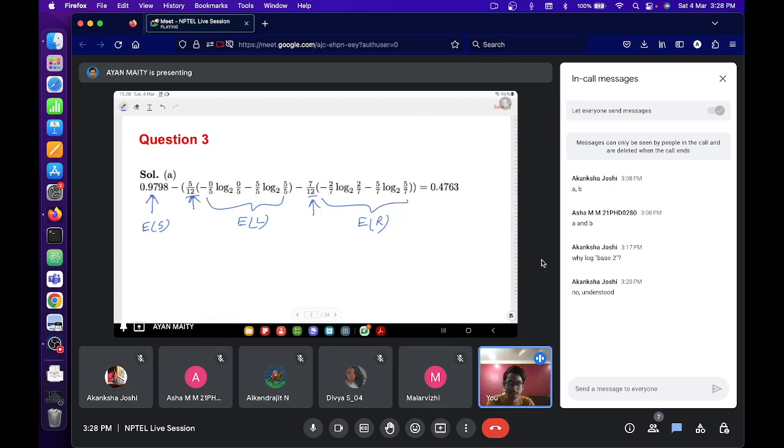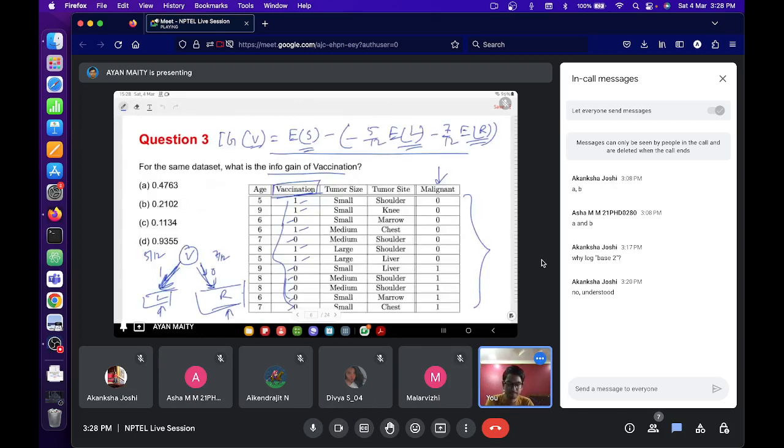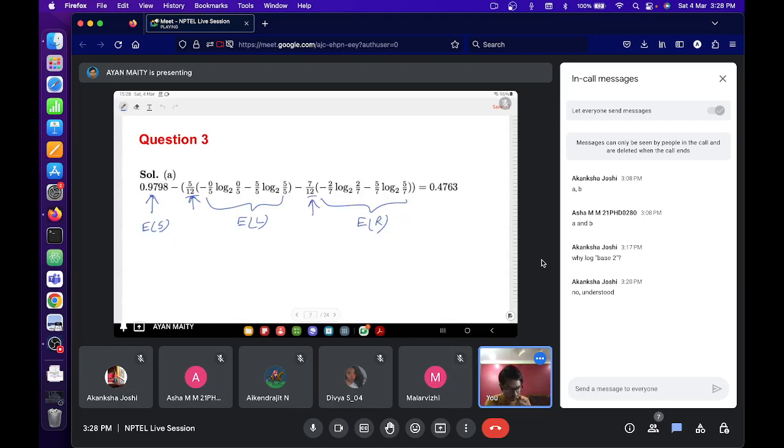So has anybody understood this? This might look a little complicated if you have not studied the video lectures. If you have not gone through the lectures, then the formula might look very complicated. Is it okay, or should I explain it again? If you have any doubts, you can ask me later.